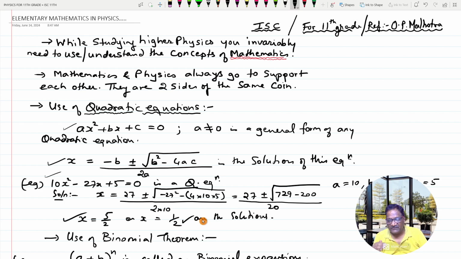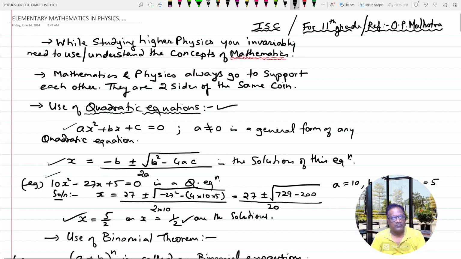There are many other ways of finding the solution to a quadratic equation apart from this particular formula method. But all that we are not discussing because this is a physics lecture, not a mathematics lecture. In mathematics we'll discuss all this in detail. So that was the first concept of quadratic equation that is used in physics.